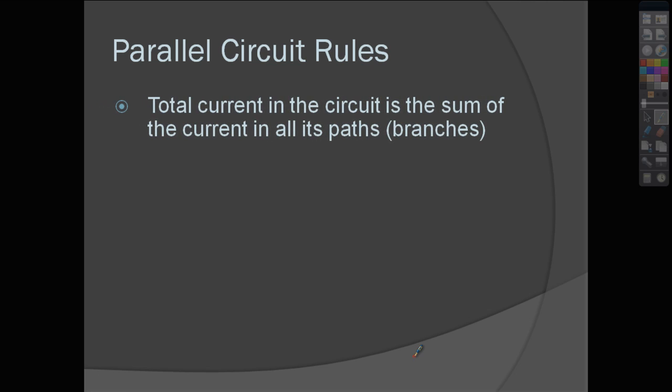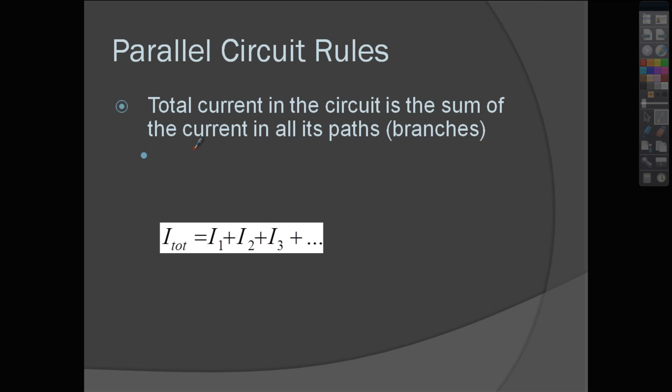Rules for the parallel circuits. The total current in the circuit is the sum of the current in all its paths. So each path can have a different current, but the total current, when you add all those up, is going to be equal to whatever current is supplied originally, like through a generator, battery, etc.